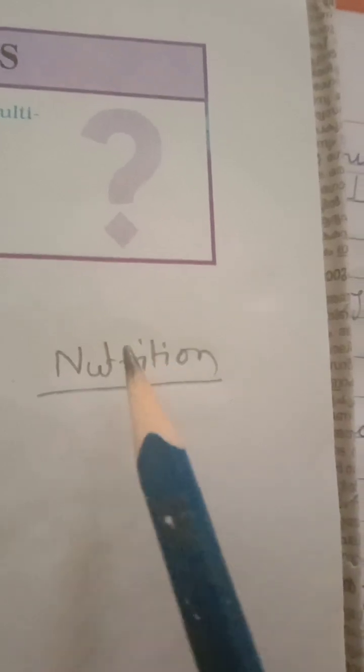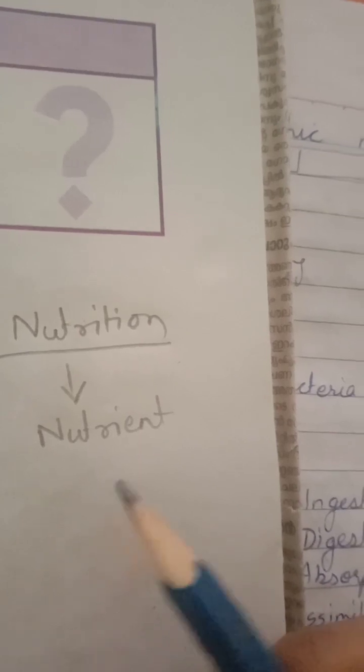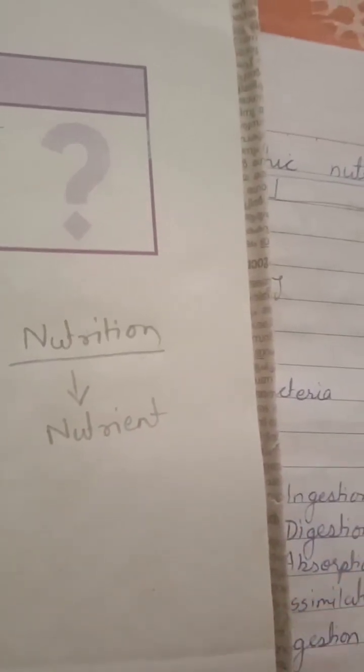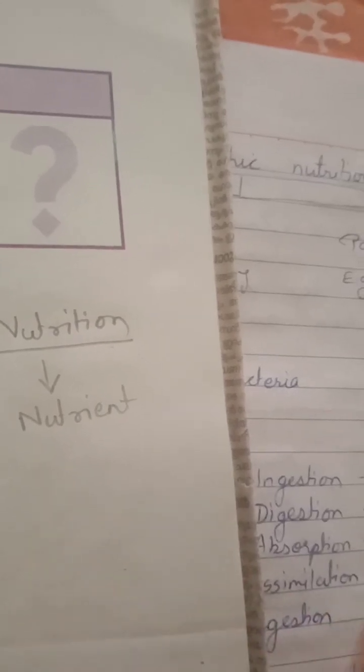So first one is nutrition. Nutrition comes from a word nutrient. So what is nutrient? Nutrient is something which we are getting from the surrounding to get energy. So nutrition means the process of taking something and having that content for our energy, for our usage in various processes. That is what nutrition is.